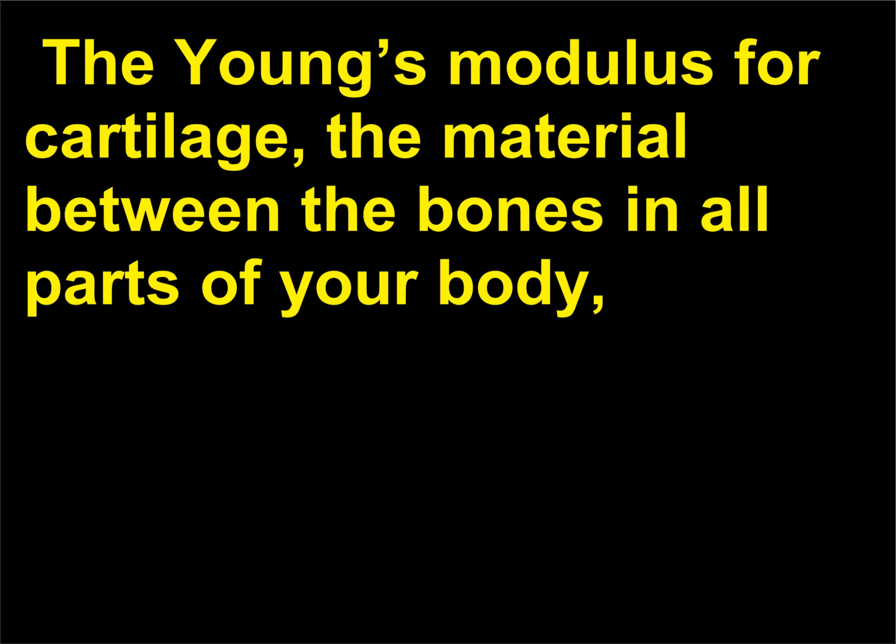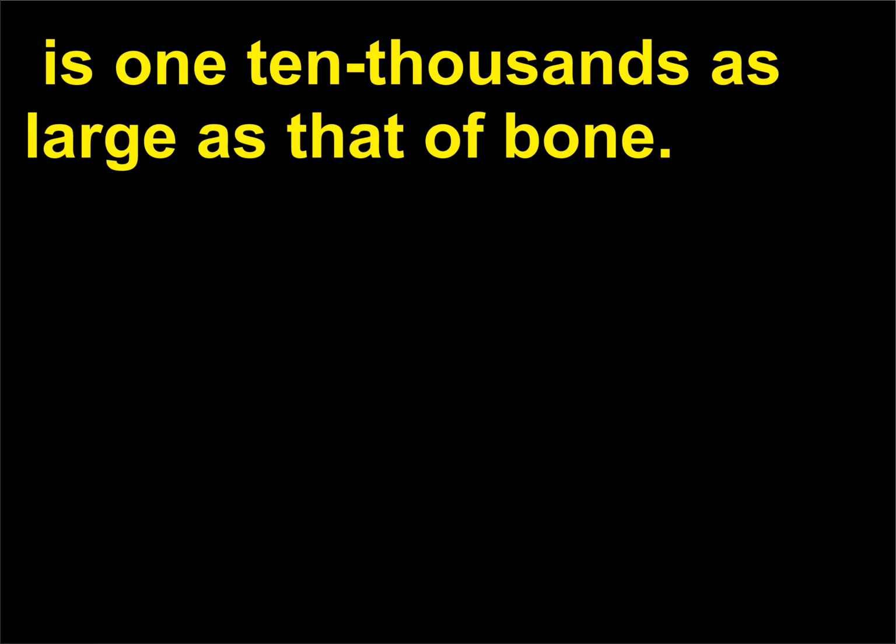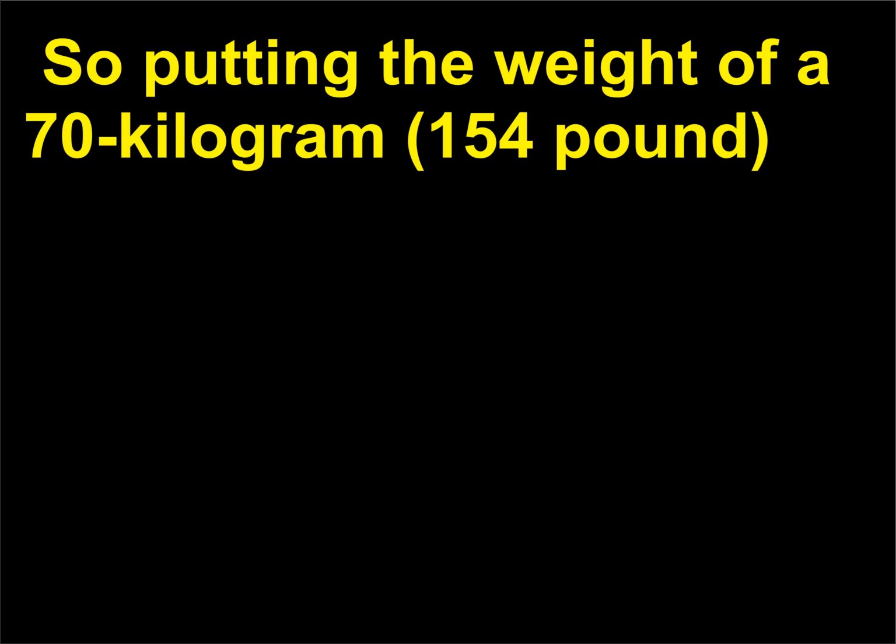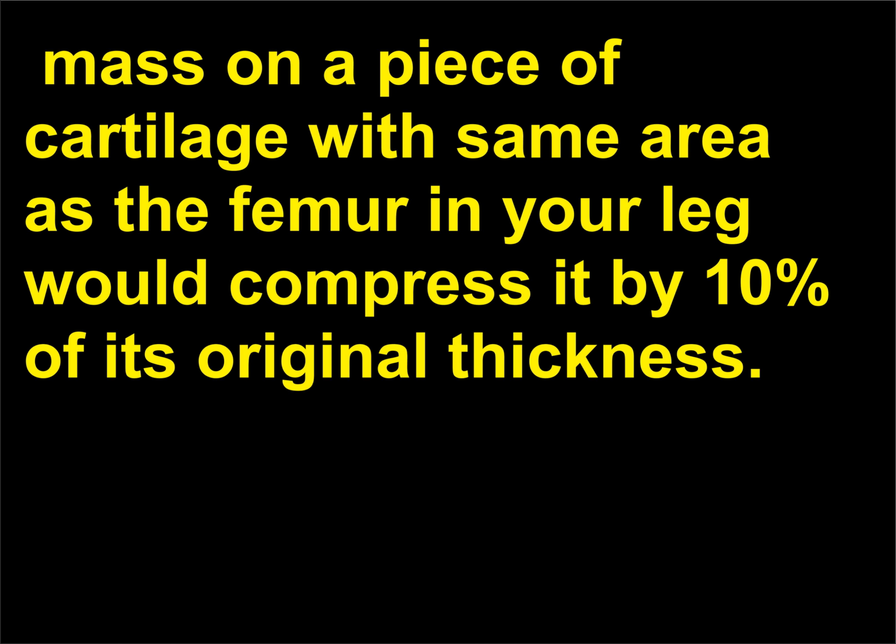The Young's modulus for cartilage, the material between the bones in all parts of your body, is 1/10,000th as large as that of bone. So putting the weight of a 70 kilogram, 154 pound mass on a piece of cartilage with same area as the femur in your leg would compress it by 10% of its original thickness.